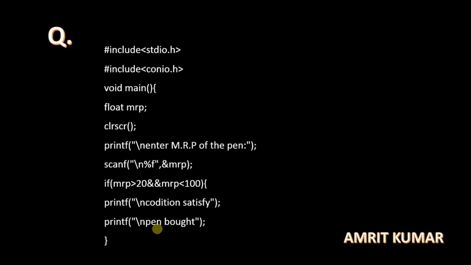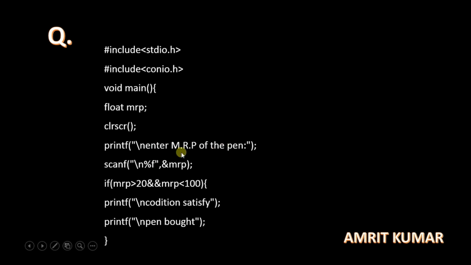Okay. Now moving on to another program, that is hashtag include stdio.h, hashtag include conio.h, and I have told you about this. That is the header file. After that I have declared void main, that is, main is a function whose return type is void, so it is not going to return anything. After that I have used MRP, whose data type is float, and then the clrscr function to clear the screen.